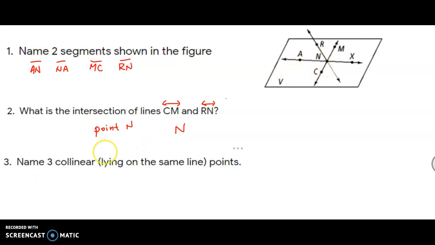All right. Number three says name three collinear points, lying on the same line. Collinear means three points that are on the same line, right? You could do points A, N, and X. All right. Generally, you want to put it in order. I mean, there's nothing wrong with saying N, A, and X like that, right? But generally, you want to go in the direction of a line, okay? You could do C, N, and M, all right?